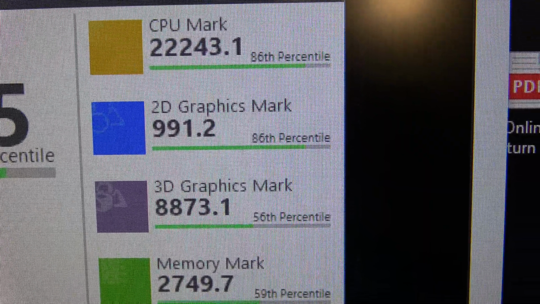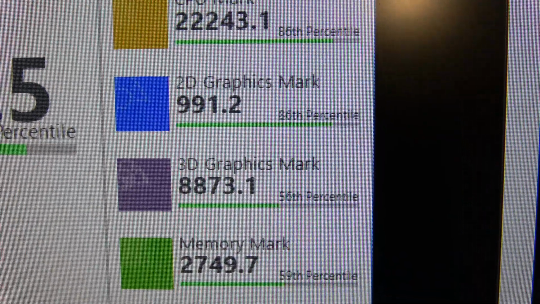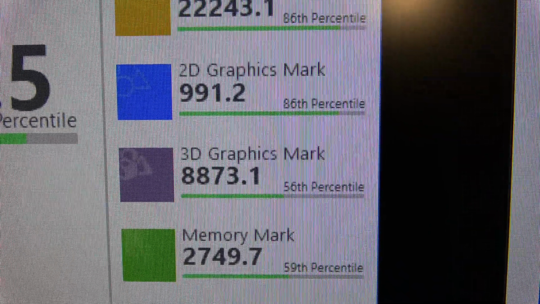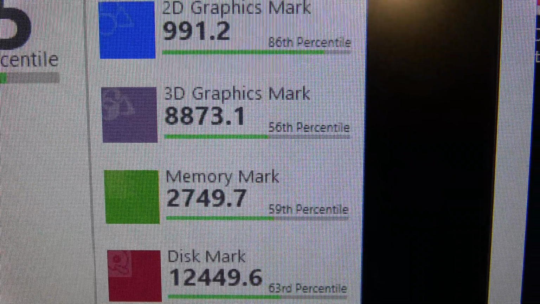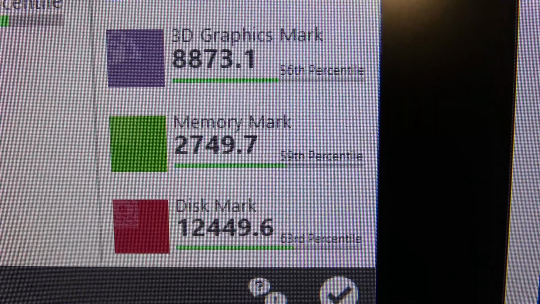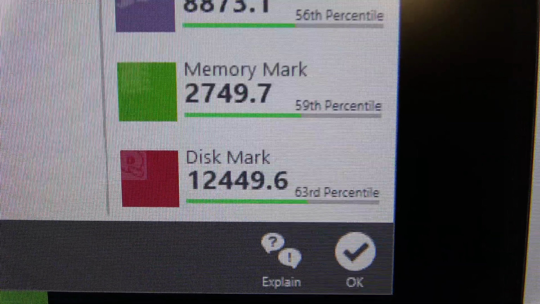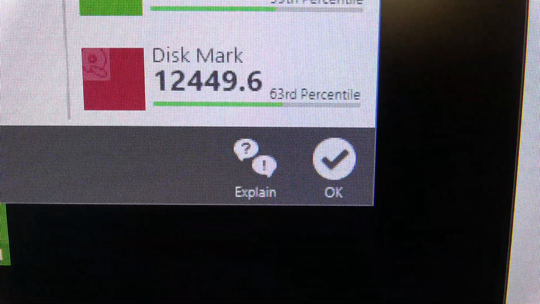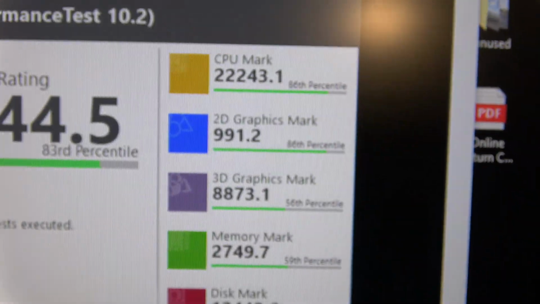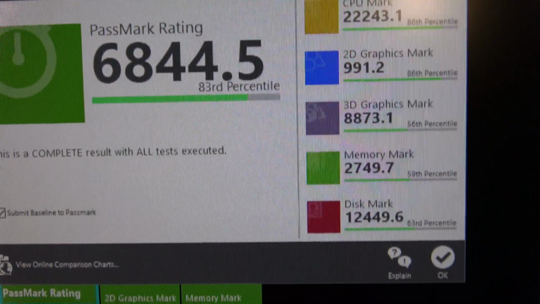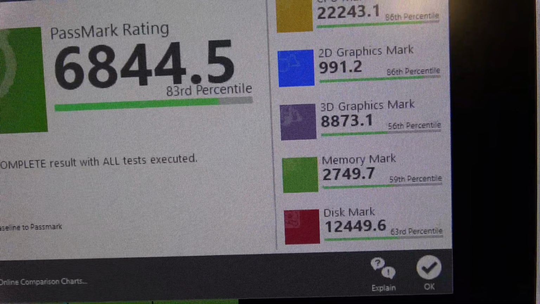The old PC I have here is 5,500. 2D graphics 991. My old PC here is 219. 3D graphics 8800 as opposed to 1330. Memory 2700 as opposed to 2540, so not much difference there. Disk performance 12,449 to 2414. So I thought, oh wow, this has got to be the problem. This PC is just too slow, but it just didn't quite make sense to me.